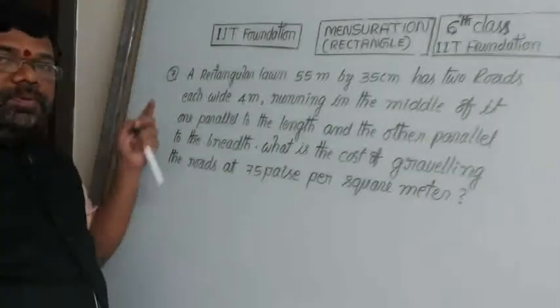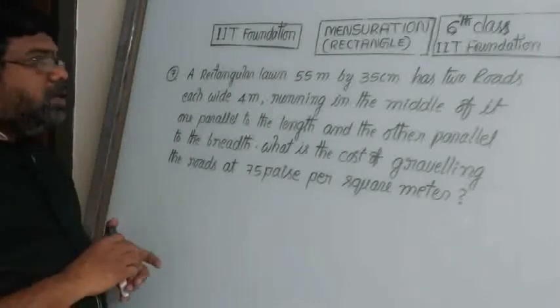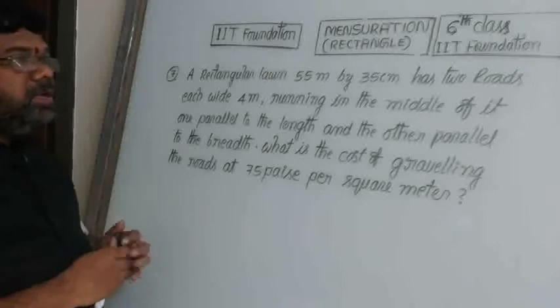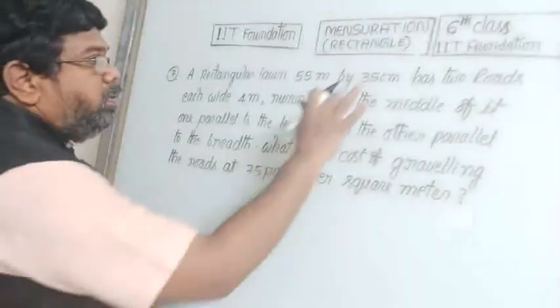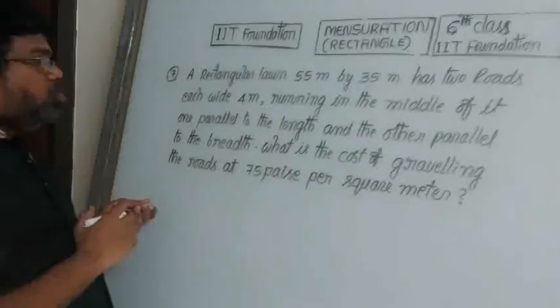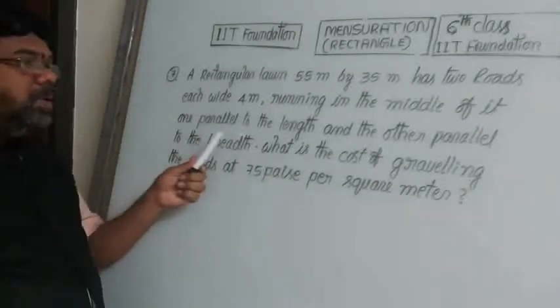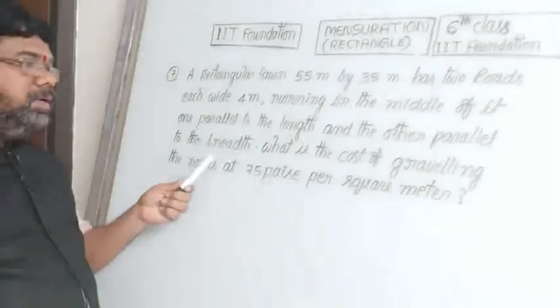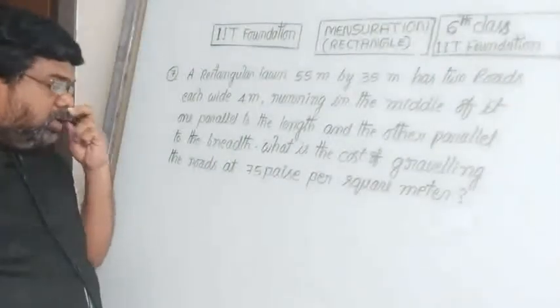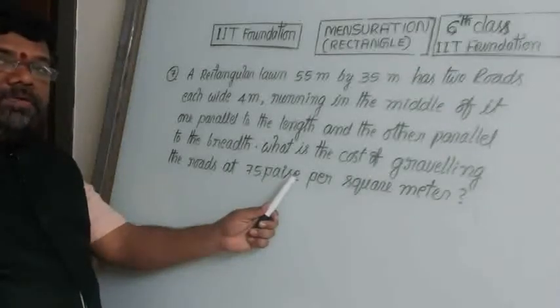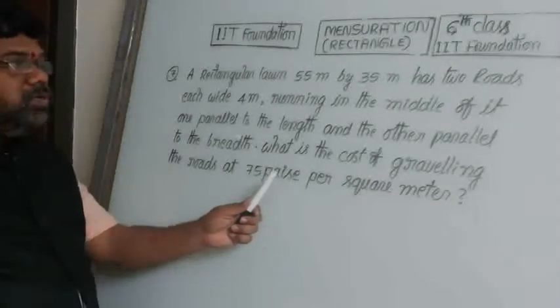Now question number 7. A rectangular lawn 55 meter by 35 meter has two roads, each 4 meter wide, running in the middle of it, one parallel to the length and the other parallel to the breadth. What is the cost of graveling the roads at 75 paise per square meter? So that is the given data. Based on the given data you have to answer the question.